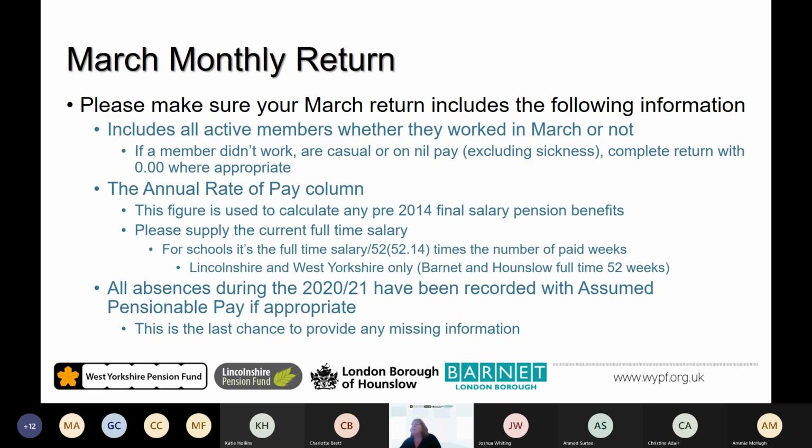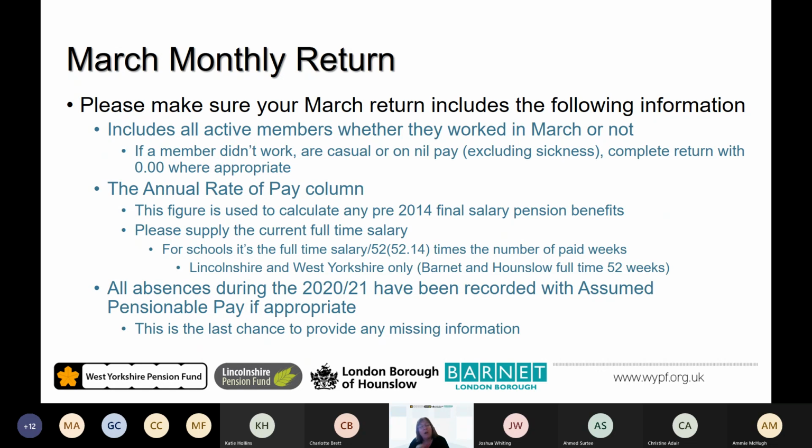Right, your March return, I'll just go through this really quickly because, as I say, hopefully you've all done it now. You need to include all active members, whether they've worked in March or not. So any casuals that haven't worked need to be on the return. You need to complete the annual rate of pay column, which is the final column on the spreadsheet, or almost the final column. And it needs to be for schools in Lincolnshire and West Yorkshire.